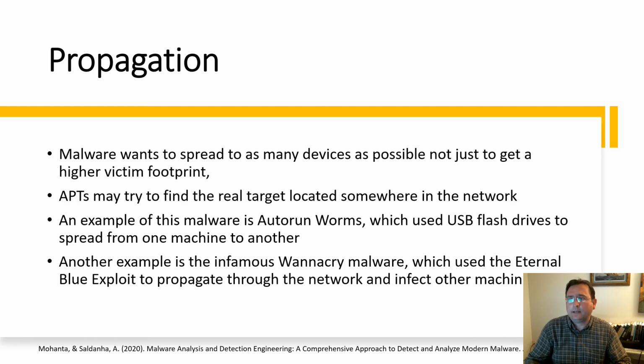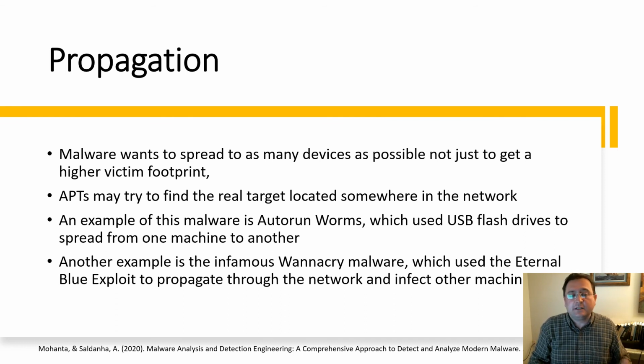And propagation, we talked about propagation when we were talking about viruses and worms. Malware wants to spread to as many devices as possible, not just to get a higher victim footprint or profile. And advanced persistent threats may try to find the real target located somewhere in the network. An advanced persistent threat attack is a type of attack that's planned in an advanced manner, and it takes months to develop. In an APT attack, the attacker may not be able to find the real target directly, but using auto-run worms which use USB flash drives to spread from one machine to another, there might be a chance to find the real target.